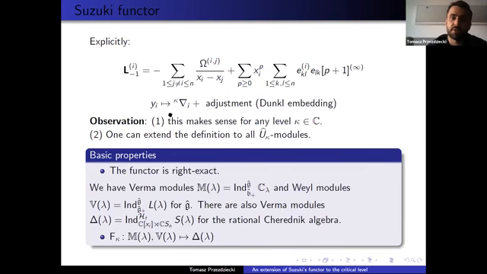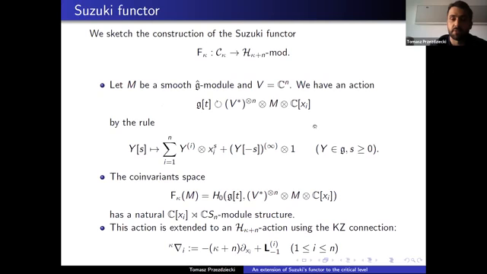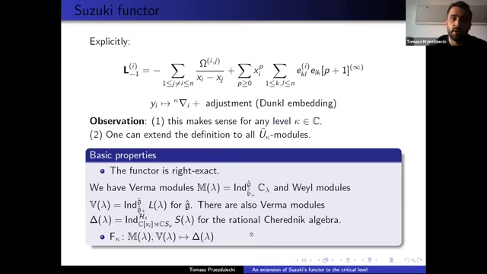And the first observation is that this, in fact, makes sense for any level. So if, in particular, the level is critical, then we just don't have this differentiation part. And secondly, it can also be extended to all modules over U hat by taking some inverse limit construction. And the basic properties are that this functor is right exact, and we have these Verma modules for affine GL_n and Weyl modules, and this functor sends Vermas to Vermas, and it also sends Weyls to Vermas for the Cherednik algebra.